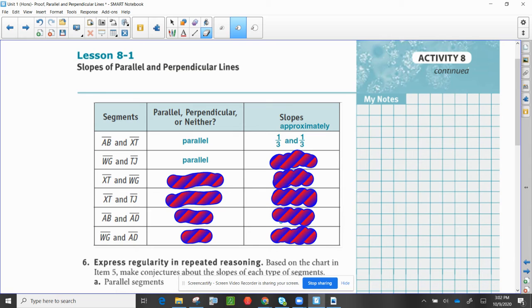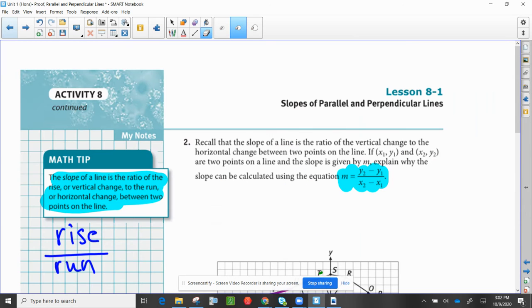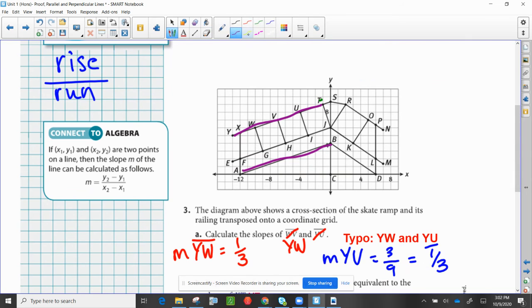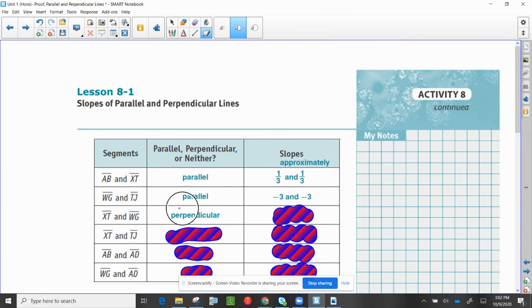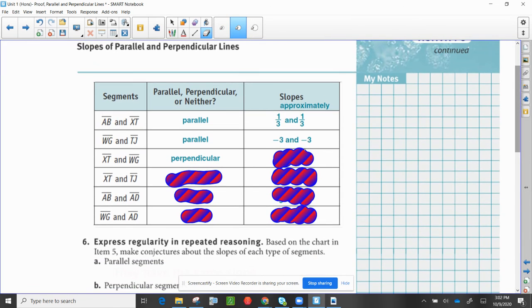And those ones also look like they run parallel, and we calculated their slopes already. They were both -3. Okay, so now let's look at XT and WG. XT is this line here, and WG, this line here. What do those lines look like? Those lines look perpendicular to me. And if we look at the slopes that we found for those, they were 1/3 and -3.